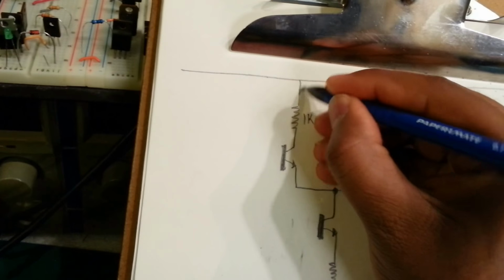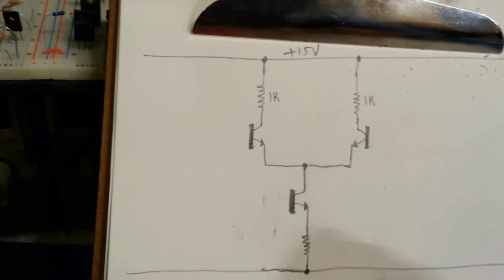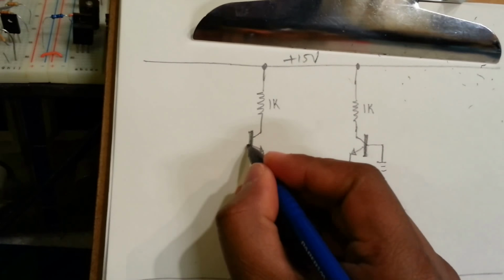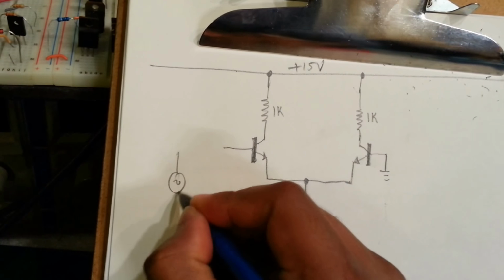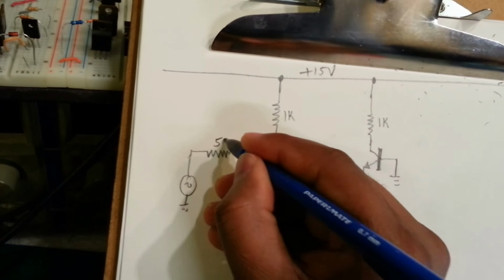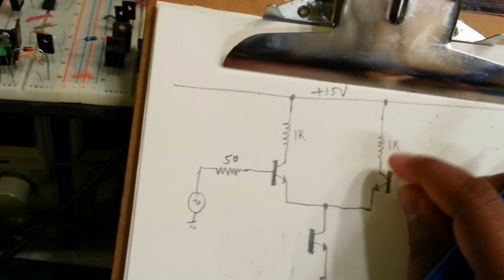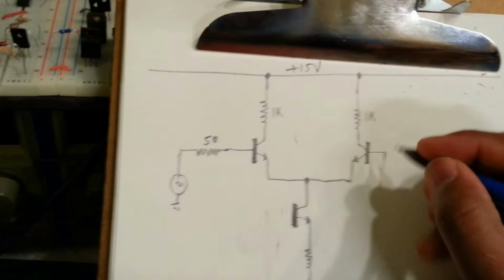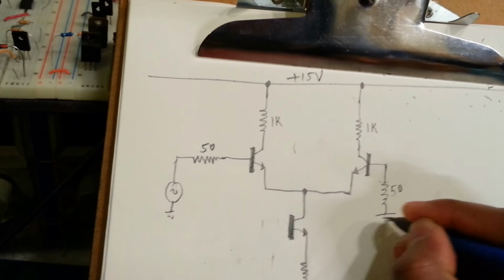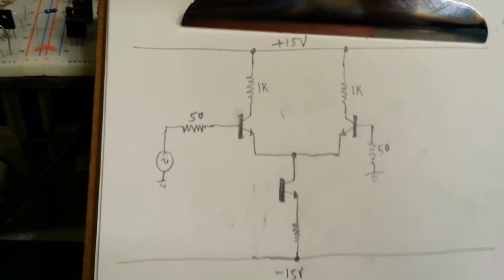So this is my plus 15 volts, this is my minus 15 volts, and we're told this will be grounded, and this is where we'll apply our signal. My signal has a 50 ohm source impedance, and to balance the two inputs, I will include a 50 ohm resistor to ground there too. So now what do we have?